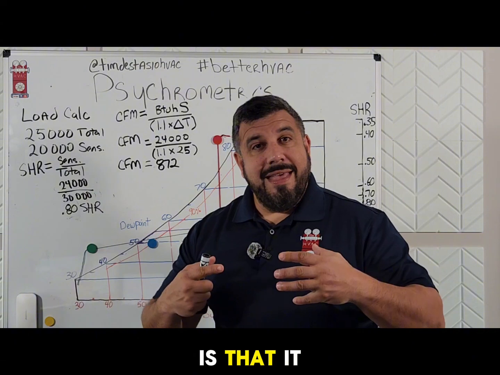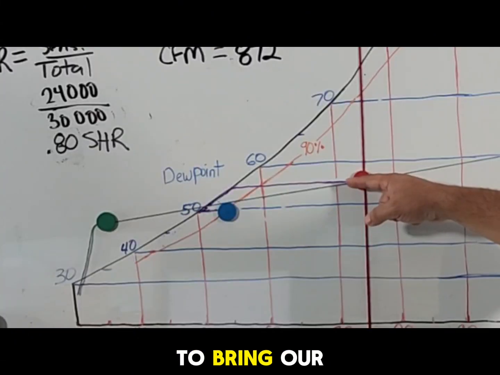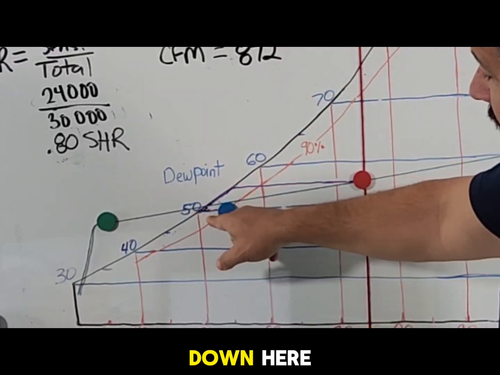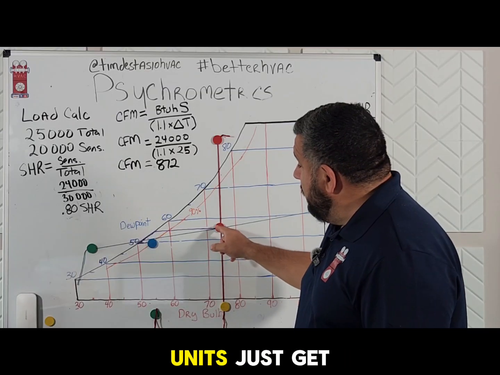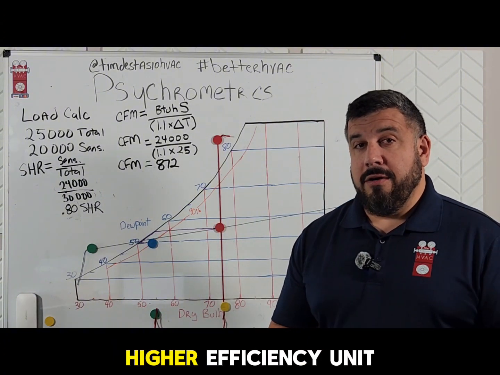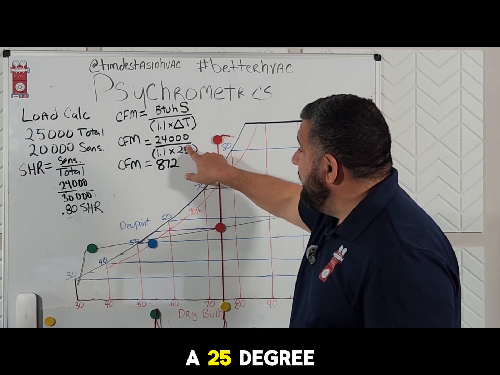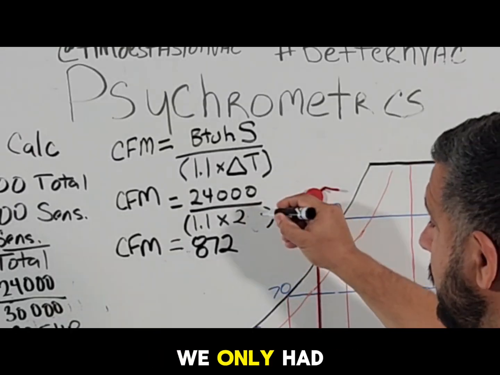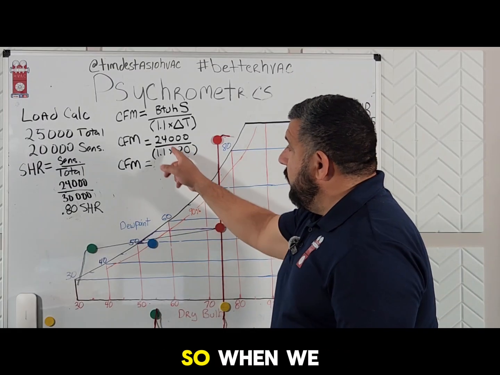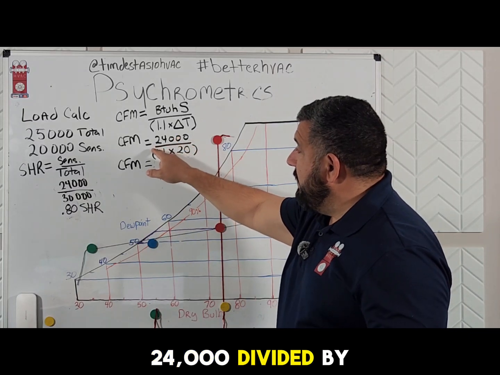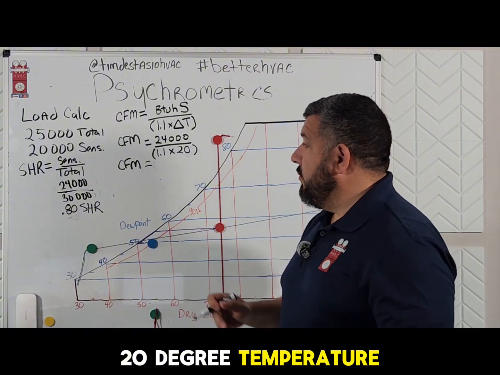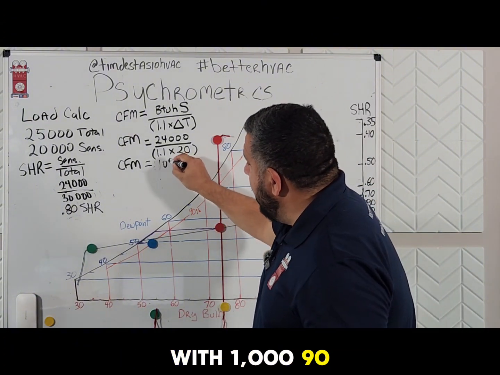And the reason is that it takes a lot of energy to bring our air conditions all the way down here to the saturation curve and to keep cooling it down all the way down here. Instead, higher efficiency units just get you part of the way. So let's see what happens now when we install that brand new higher efficiency unit. Instead of having a 25 degree drop across the coil, we only had a 20 degree drop across the coil. What's going to be our required CFM? So when we do the math here, 24,000 divided by, in parentheses, 1.1, that's a constant, times only a 20 degree temperature drop, we come up with 1,090 CFM.